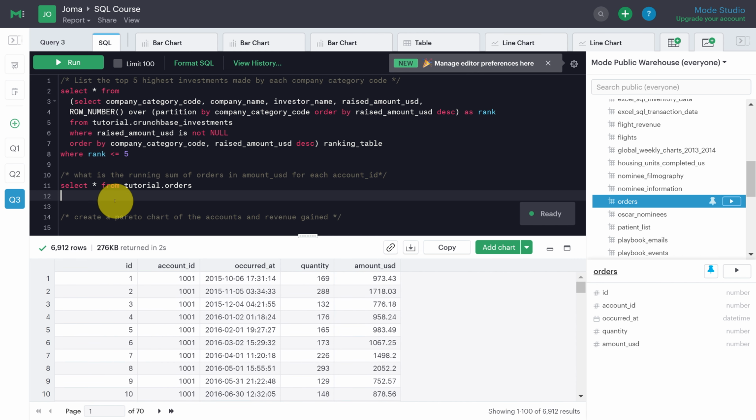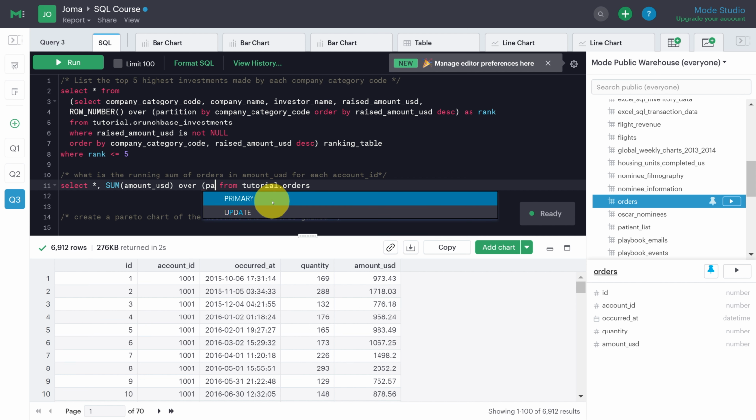Okay, so my question is, what is the running sum of orders in amount USD for each account ID? And then we want to sort that by occurred at, so same thing as like timestamp. This is pretty simple because it's very similar to what we did for our example when we went to the slides. So what we want to do is we sum the amount USD over partition. What do we want to partition by? We care about for each account ID. So partition account ID.